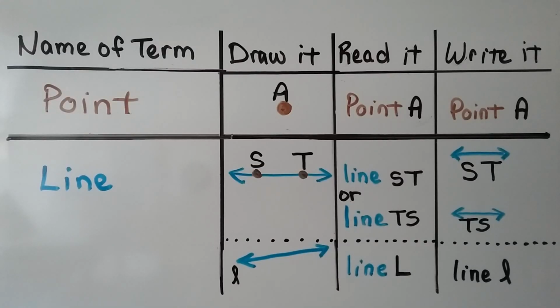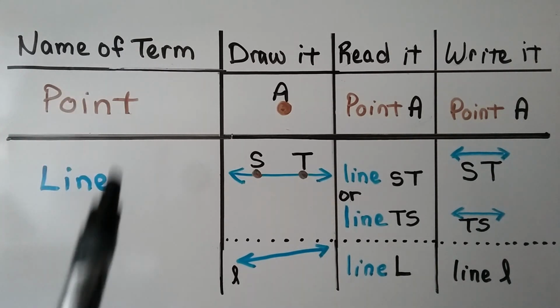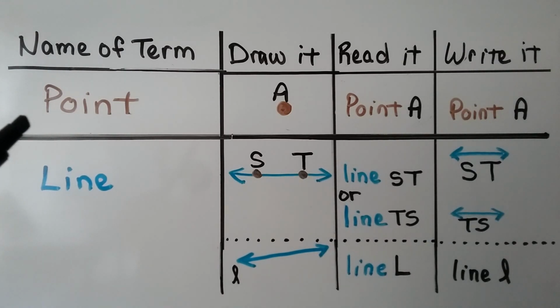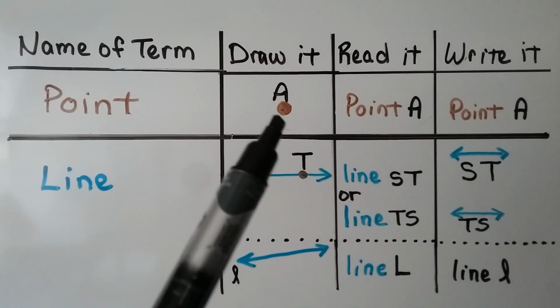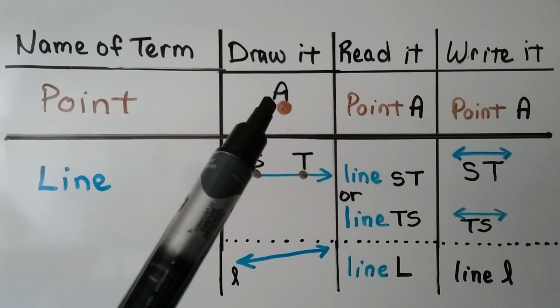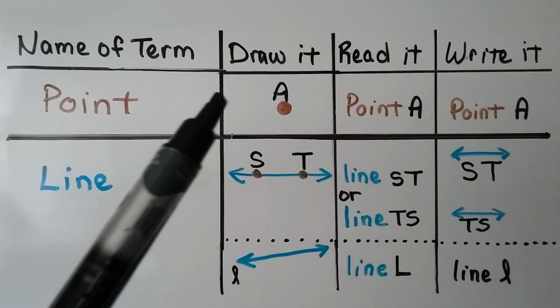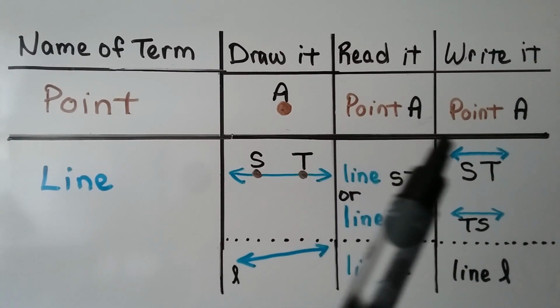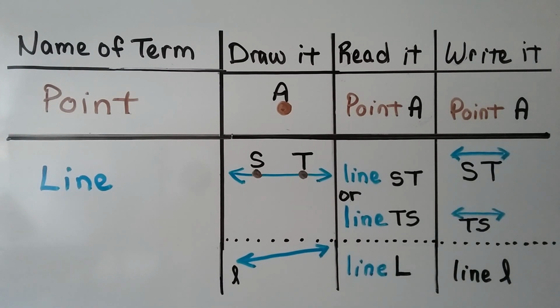So in this chart, we've got the name of the term, how to draw it, how to read it, and how to write it. For a point, we make a dot like this. We can label it with a capital letter. We read it as point A, we write point A.